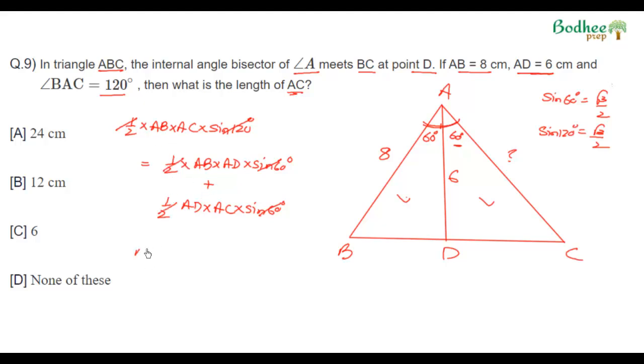We are left with AB into AC. AB is 8 into AC. This is equal to AB, which is 8 into AD, which is 6, plus 6 into AC, right? So clearly 2 times AC is 8 into 6, or the value of AC is 4 into 6, which is equal to 24. So the third side of the triangle ABC is 24. Option A becomes the right answer.